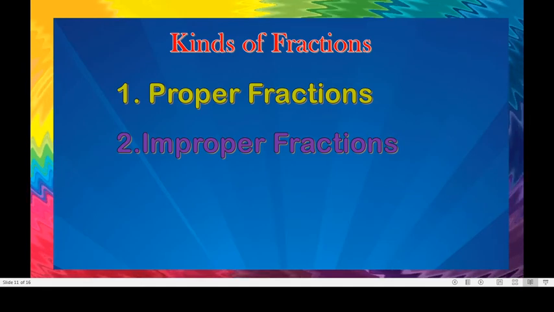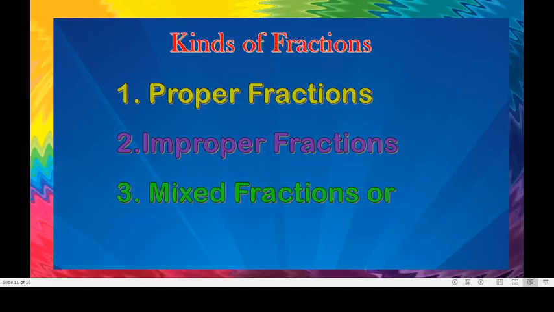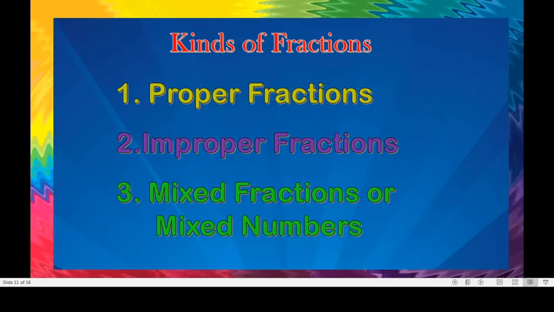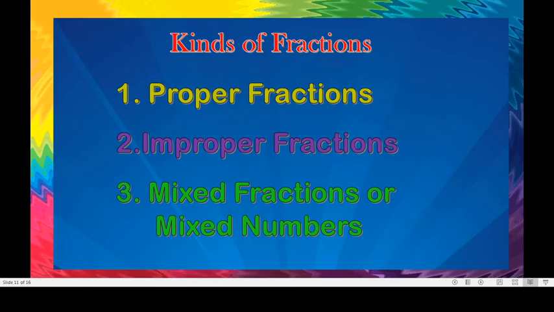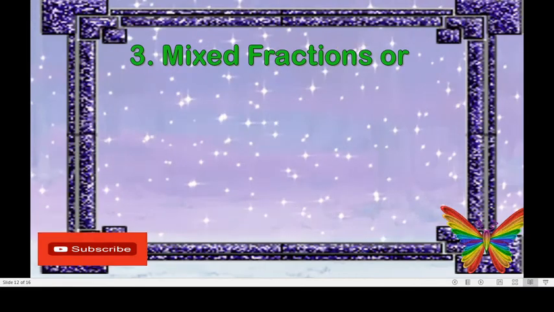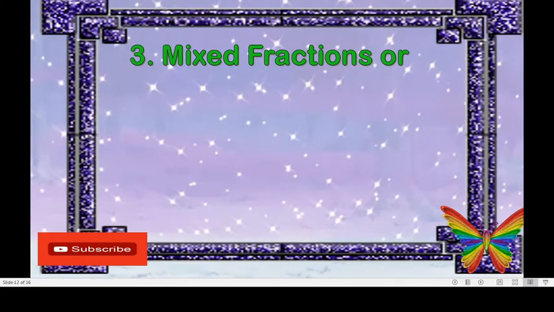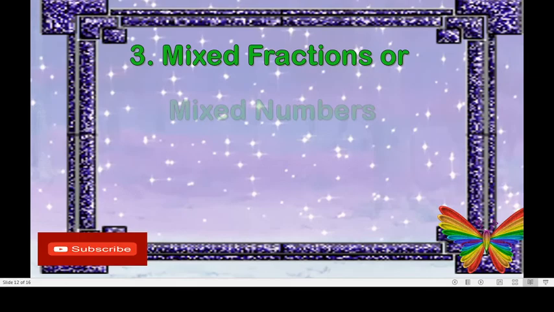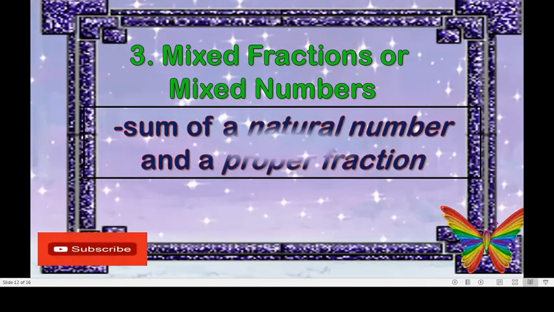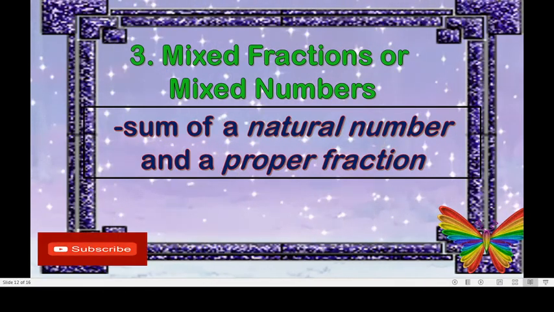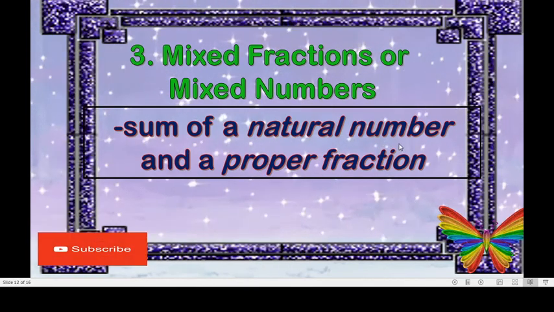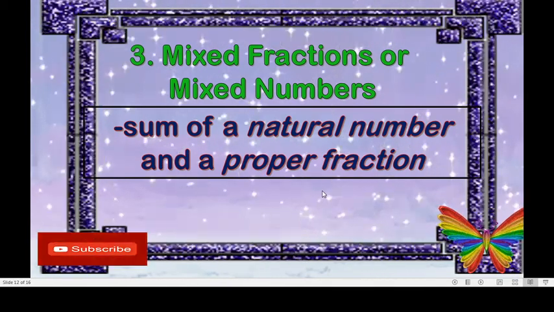And the third kind of fraction is the mixed fraction or mixed number. A mixed fraction is also referred to as a mixed number. It is the sum of a natural number and a proper fraction. And what is a natural number and a proper fraction?